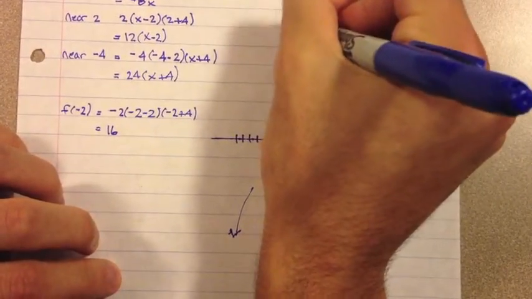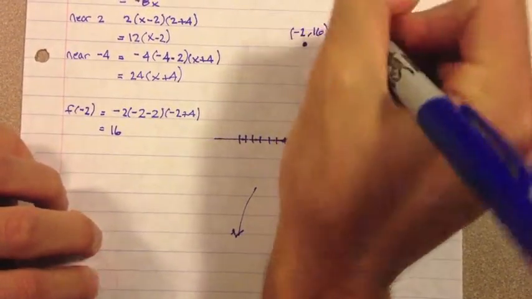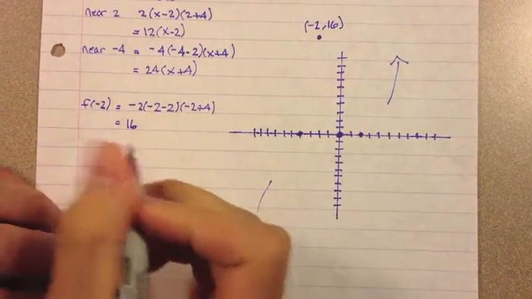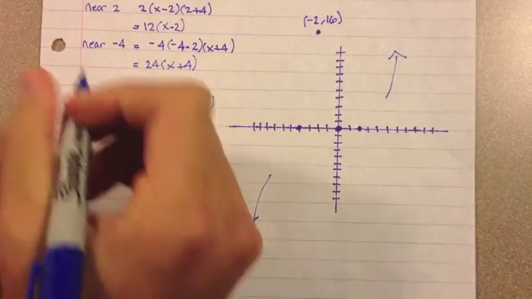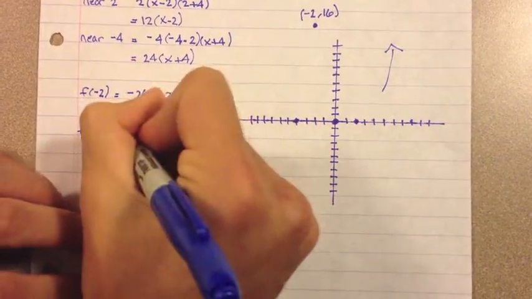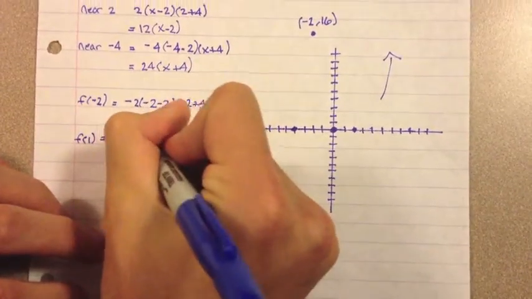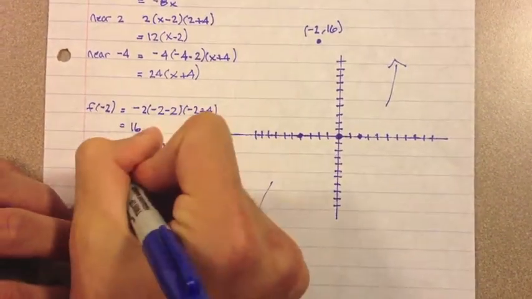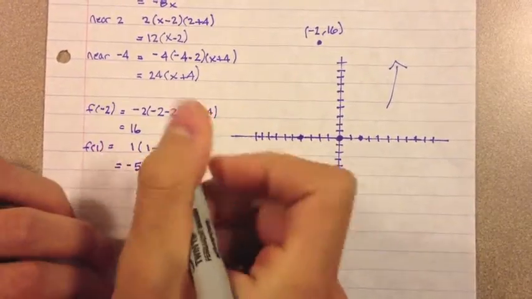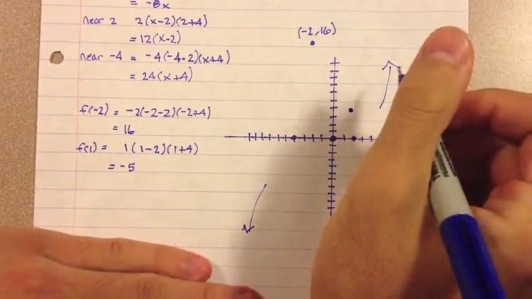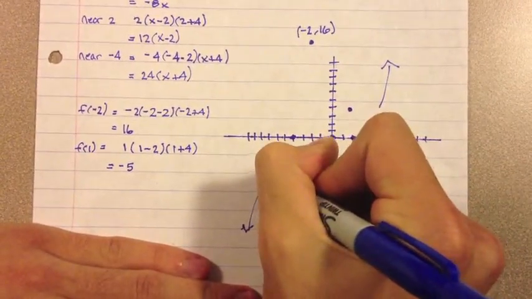So now we're going to find a point between 0 and 2, and I'm going to pick 1. And we do the same thing, just plug it in to the equation. And then that will equal negative 5. And then you're going to plug that into your graph. And then just finish your graph. So it'll look like this.